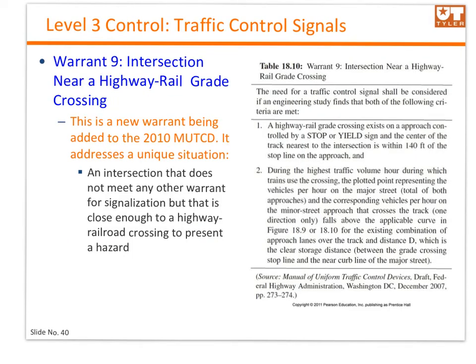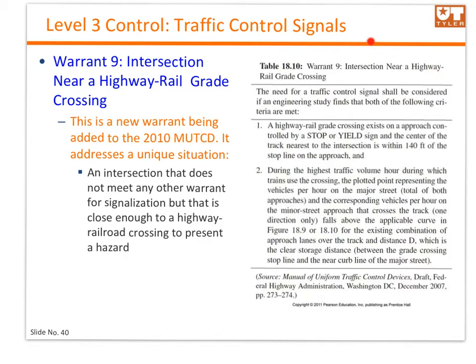Warrant 9, which is the last one, is the intersection near a highway railroad crossing. This is the newest warrant that was added in the updated MUTCD 2010, and it really addresses a unique situation. The situation is basically an intersection that does not meet any of the other warrants for signalization, but it is close enough to a highway railroad crossing that it can present a hazardous situation.